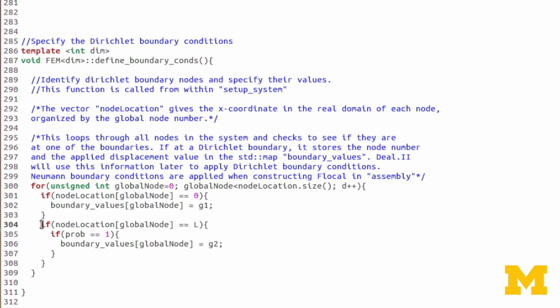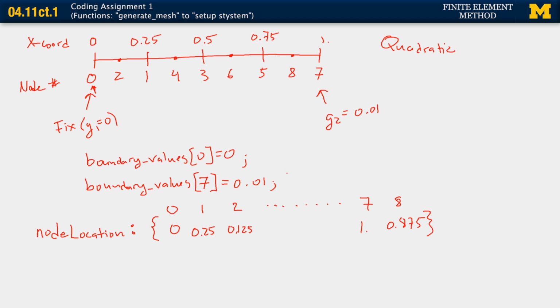Actually, I could do an else if here, or just an if: node location at our current node, wherever we happen to be, is equal to L. In other words, if we are at the right side of our domain, and problem equals 1, in other words problem 1 is where we have two Dirichlet boundary conditions. So if we have a Dirichlet boundary condition and we are at the right-hand side of our domain, then we will store the Dirichlet value of G2 in our domain. So that's this one here.